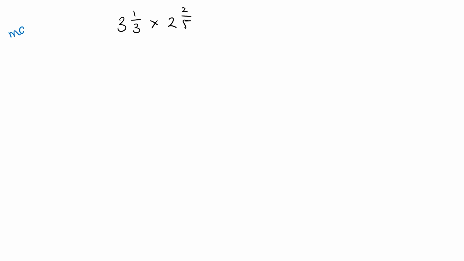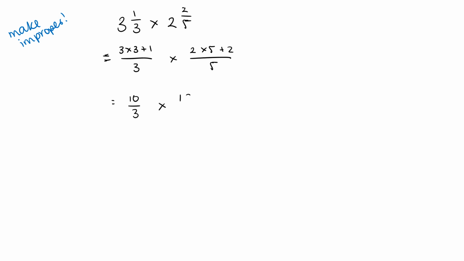Okay, so step number 1, whenever you have mixed numbers and you're doing multiplication or division, is to make them improper. So doing that, I'm going to have 3 times 3 plus 1 over 3 still, and 2 times 5 plus 2 over 5, going back to how we make things improper. That means I'll end up with 10 over 3 times 12 over 5. And we can do a little bit of cross-cancelling here.